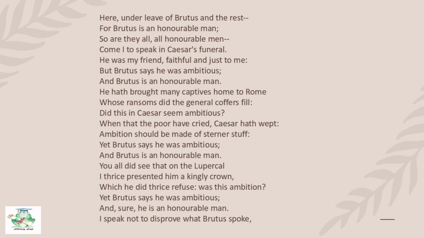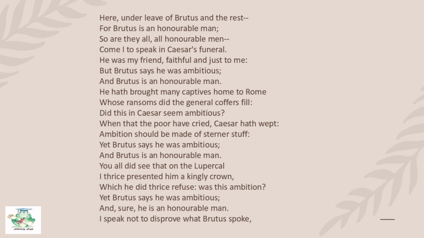He tells the crowd that when the poor cried, Caesar wept with them. And then he goes on to say that true ambition should be cold and ruthless and not compassionate. Had Caesar been really ambitious, he would have been cold and indifferent to the sufferings of the poor. But instead of being that, Caesar used to be compassionate. He even wept for the poor. Antony repeats the idea again, forcing the crowd to reflect on the inconsistency between Brutus's claim and Caesar's actions.